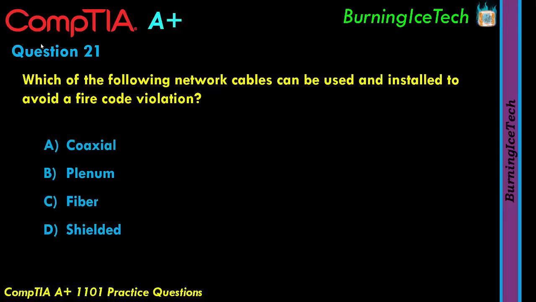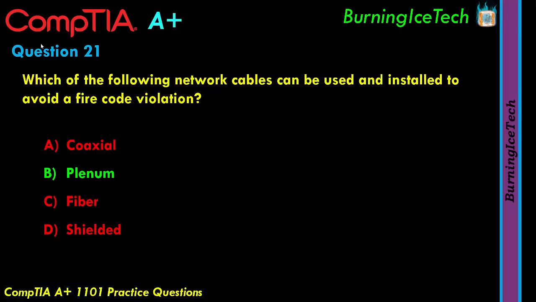Which ones don't give off poisonous gas? Which ones does not get you into a fire code violation? It's always the same answer, and the answer is plenum, guys. A plenum cable is a cable that is fire resistant. It does not give off poisonous toxic gases because we tend to put these cables in the walls or in the roof. So in the event of it possibly catching fire, no poisonous gases.